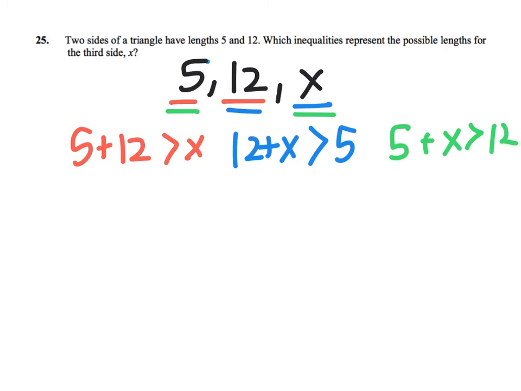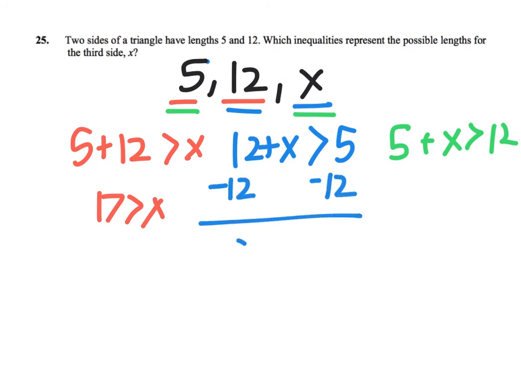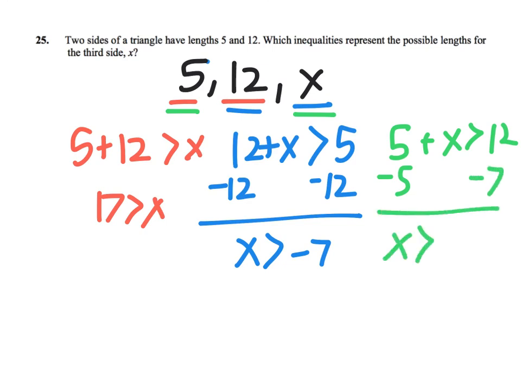Now notice how each of my numbers has two lines underneath. You have to make sure you use both of your numbers twice. All right, we're going to go ahead and solve these inequalities. We want to get x by itself. For my first one, 5 plus 12 gives me 17, which is greater than x. My next one, I want to move 12 to the other side, so I'm going to subtract 12 from both sides. We get x is greater than negative 7. And my last one, we're going to subtract the 5 from both sides, and we get x is greater than 7.